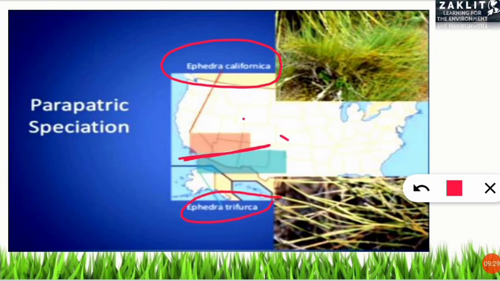So they are situated in the same region, but due to the border region, some species are migrating because of some seed dispersal or pollination, and as a result new species are formed because of the gene flow. Here the border is not a geographical border, but a hypothetical border, and two grass species are formed in two zones of California.